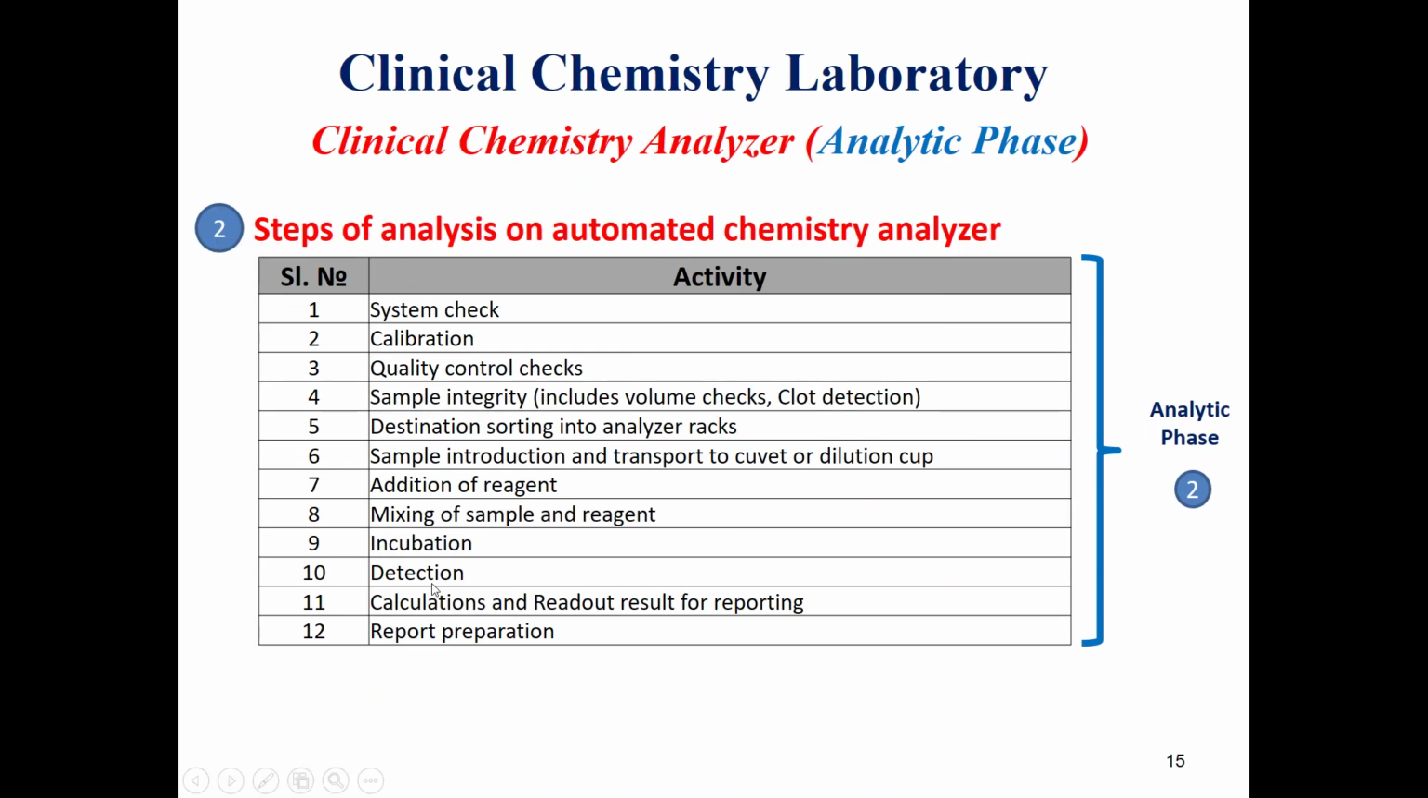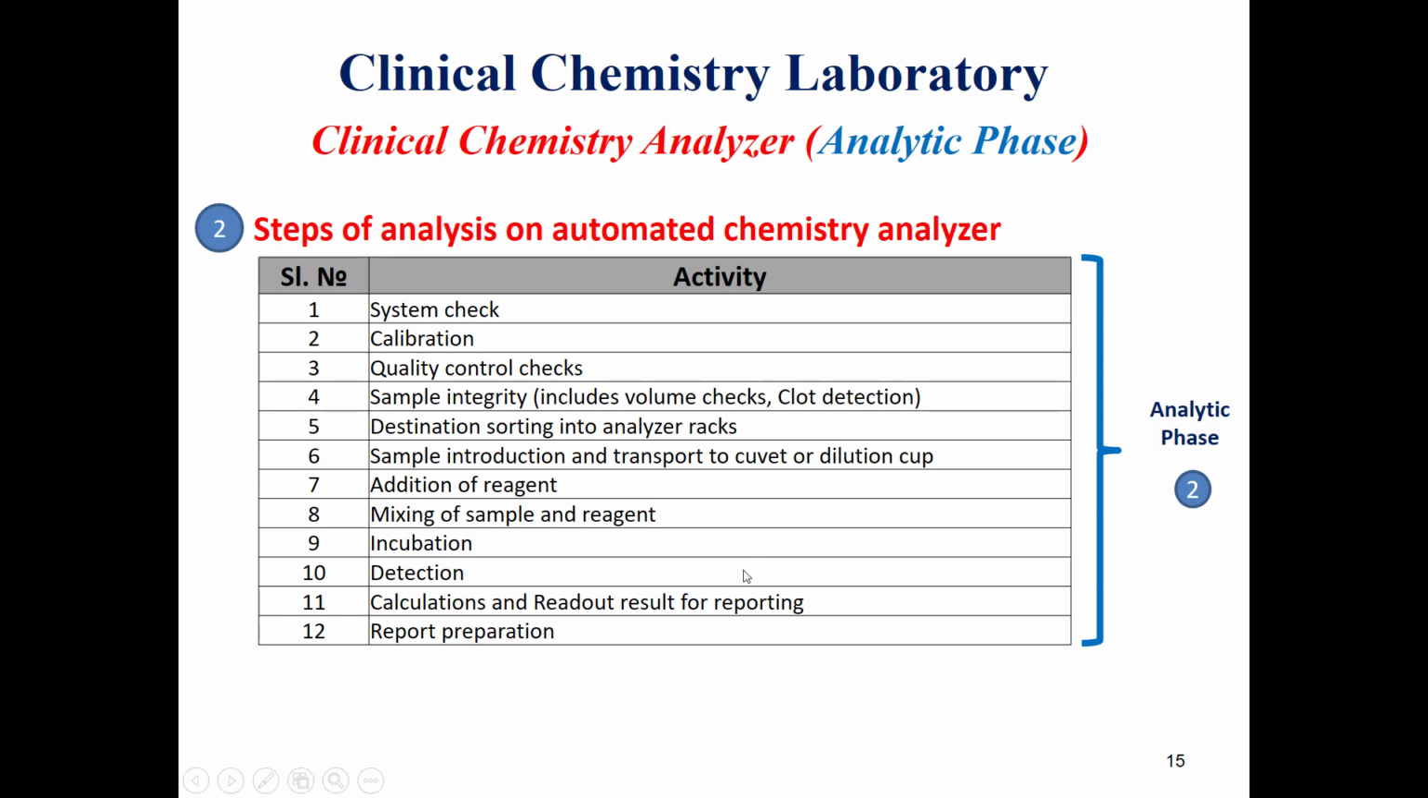These are the steps which are made automatically by the automated chemistry analyzer. We will show that firstly a system checkup will be made, a self checkup of the different parts or components of this analyzer. Then a calibration will be done. Then a quality control check will be done. Finally, the sample analysis will be made.